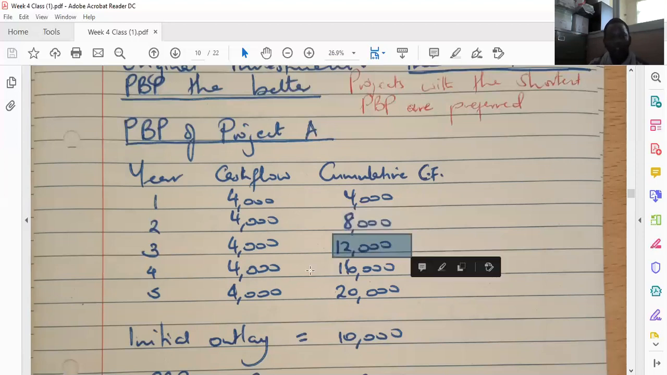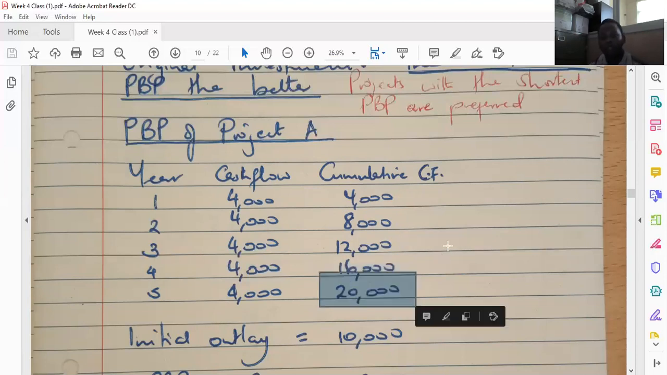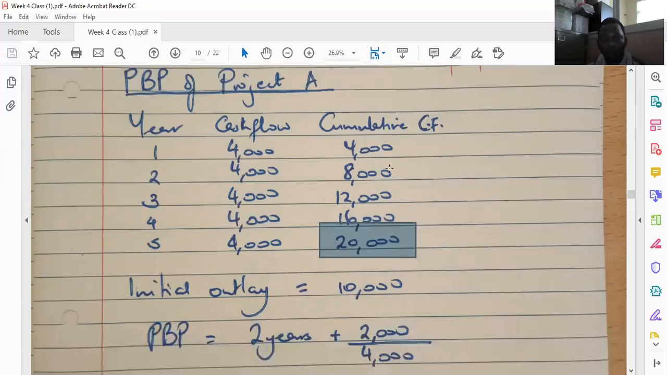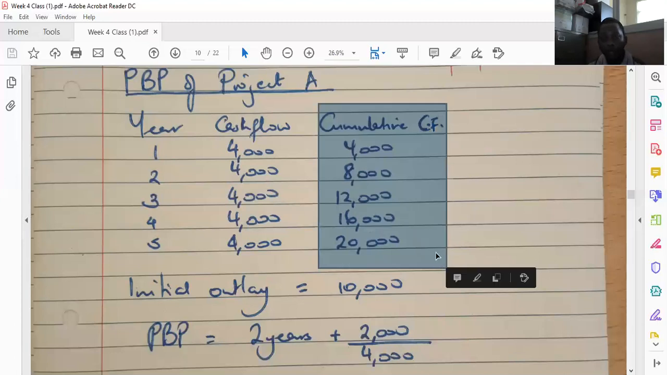For year 4, the cumulative cash flow is 12,000 plus 4,000, giving us 16,000 shillings. And then for year 5, the cumulative cash flow is 16,000 plus 4,000, which gives us 20,000 shillings. So we compute the cumulative cash flows by the end of each year.